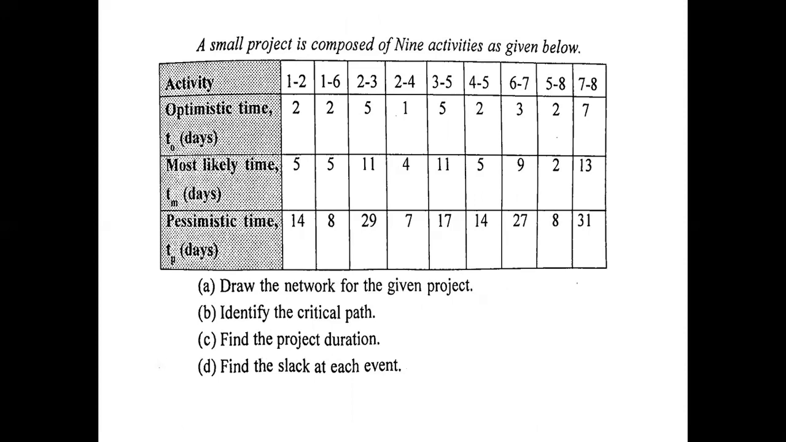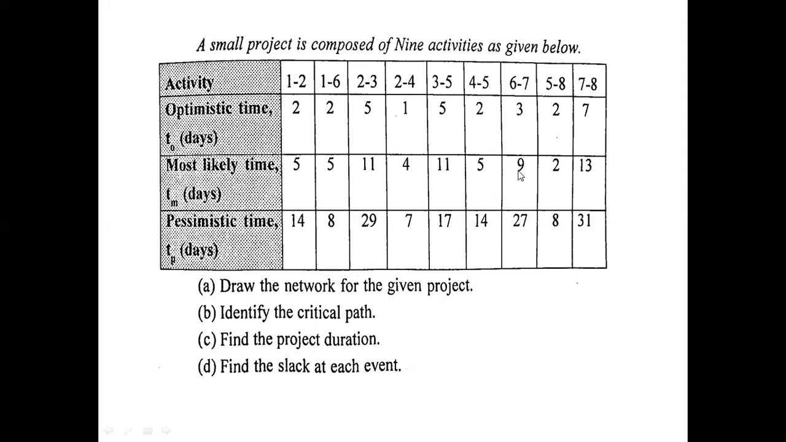One more problem which is based upon PERT. A small project of 9 activities is given below, and for each and every activity they have not given the expected time. They have given the optimistic time, most likely time, and pessimistic time. For each and every activity, they have given 3 times. So what is the formula to find the expected time? So you have to make a tabular form.